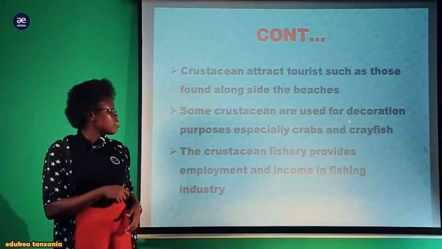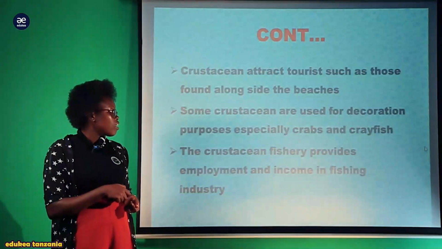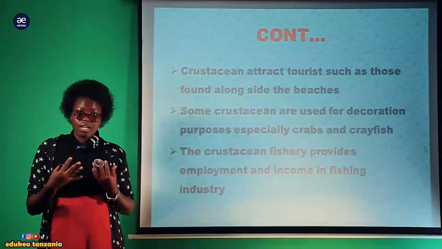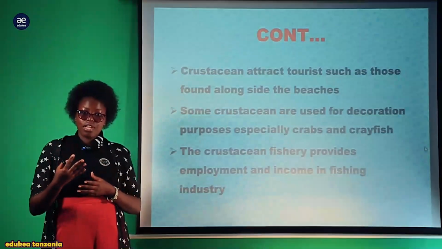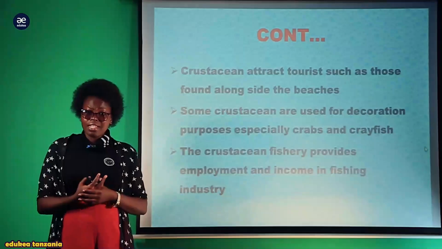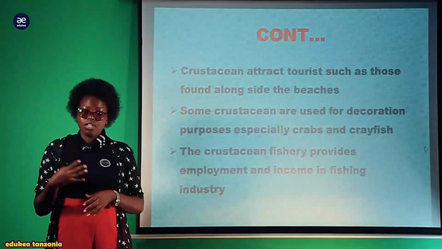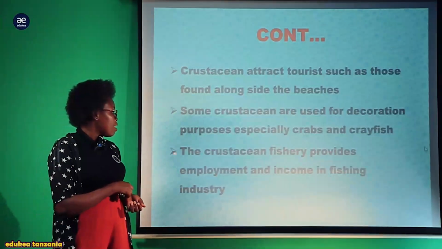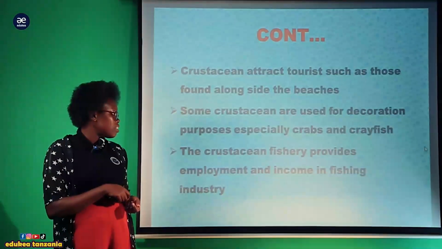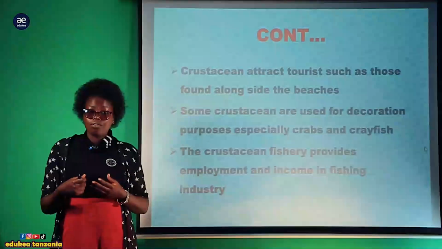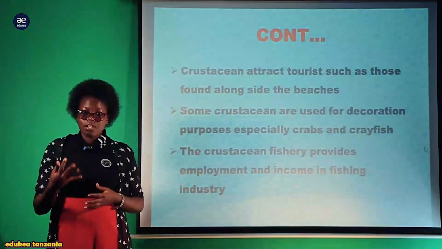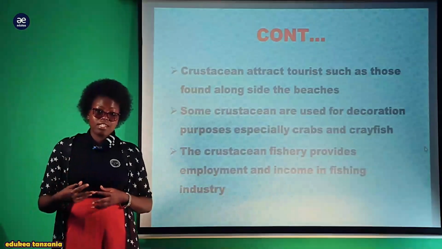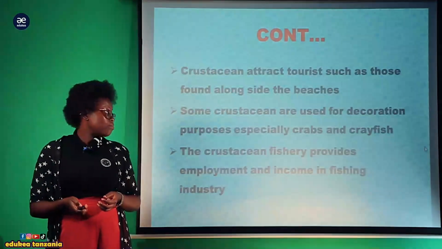Also, crustaceans are used for decoration purposes, especially crabs and crayfish. For example, they are used in making ornaments. Those shells can be modified into different structures which are very attractive and can attract anyone, and can be used as decoration in homes and in different game reserves. Also, Crustacean fishery provides employment and income in the fishing industry. For those who fish for crabs, it helps a lot in providing income to the family. In the fishing industry, it also helps to generate income for the country.